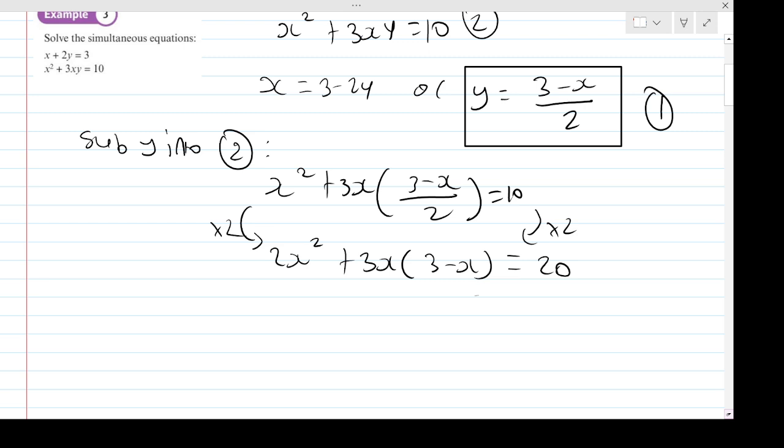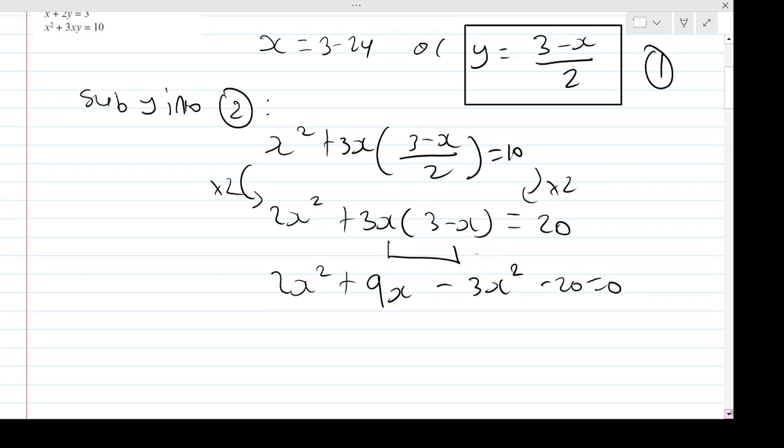Remember with GCSE, you can change an equation by doing the same thing to both sides. Anyway, this is a lot nicer to work with now because we've got no ugly fraction. So next we can just expand this bracket, right? So we're going to get 2x squared plus 9x, 3x times 3, minus 3x squared equals, and I'm going to do minus 20 equals 0.